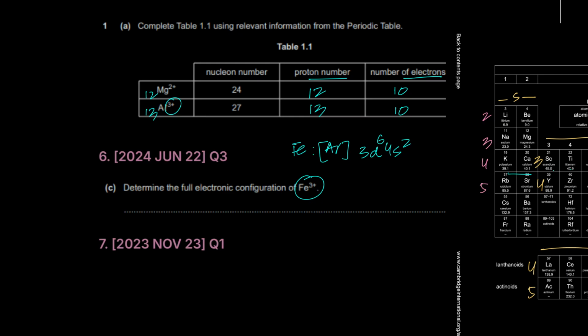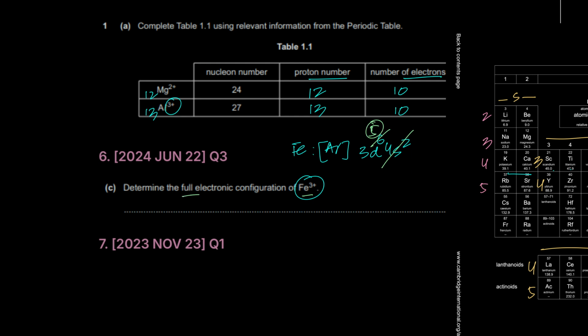Now, what is iron 3 plus electronic configuration? Well, you first of all remove the electron from the higher principal quantum number. So the 4s loses the electrons, and then the 3d will lose the third electron. So 2 electrons go from this, and 1 electron goes from this, giving you 5 electrons in the d subshell.